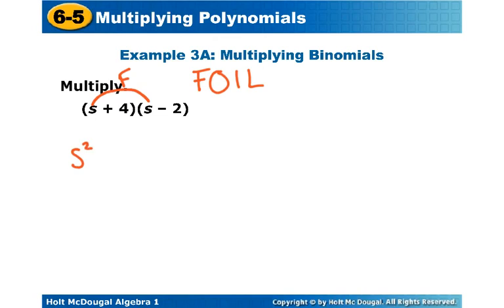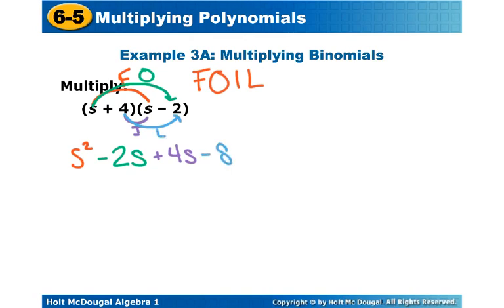Now I have to do the outer. S times negative 2. So that's the outer. Gives me negative 2s. Now I have to do my inner. So that's the innermost term. So that's 4 and s. So that gives me positive 4s. And then last but not least, I have to do my last terms, which is 4 times negative 2, which is negative 8.